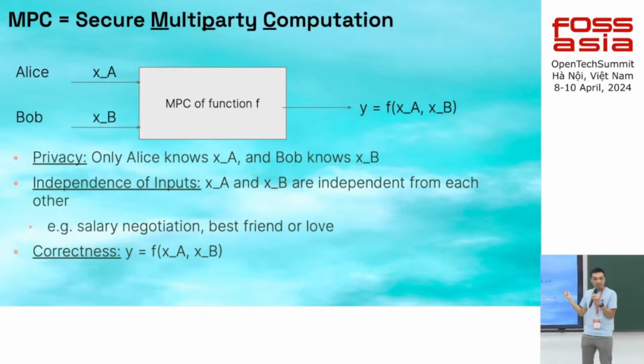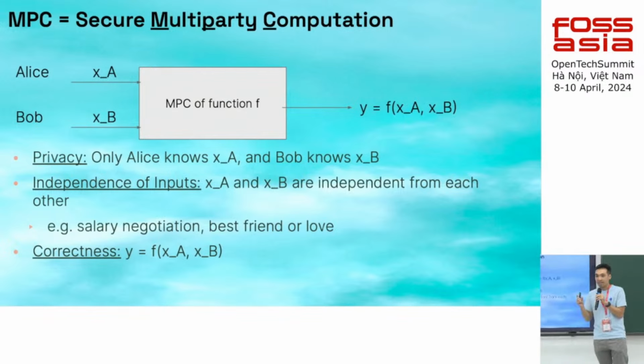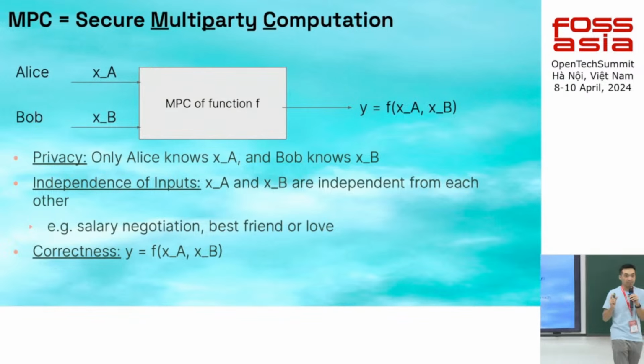Và tính chất của cái hộp này khi mình sử dụng, nó sẽ có 3 tính chất quan trọng sau đây. Tính chất thứ nhất là tính riêng tư, nghĩa là khi Alice và Bob tương tác với nhau thông qua cái hộp này thì biến XA và XB này sẽ không bị để lộ cho bên kia. Tính chất quan trọng thứ hai là independence of input, nghĩa là tính độc lập của những dữ kiện mình đưa vào.